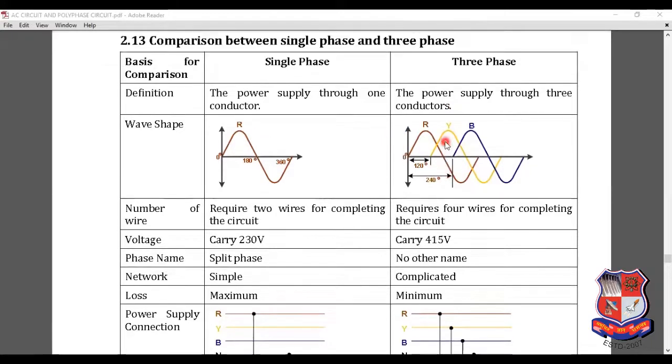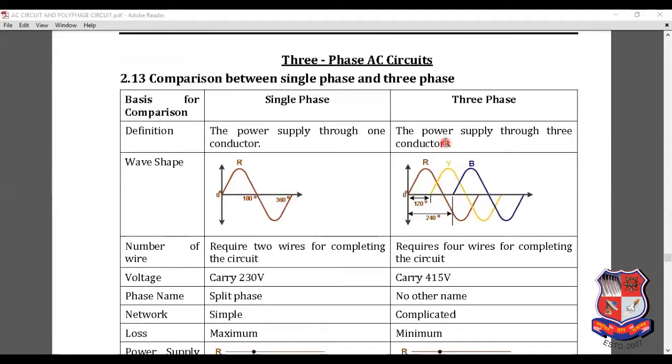And this is the most important question. I have already discussed the MCQ questions which can be formed from this theory. Comparison between single phase and three phase circuit. This is the basic thing and most important question for the starting of polyphase circuit. Clear?